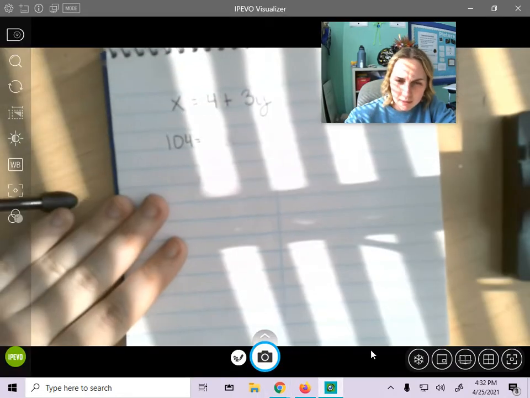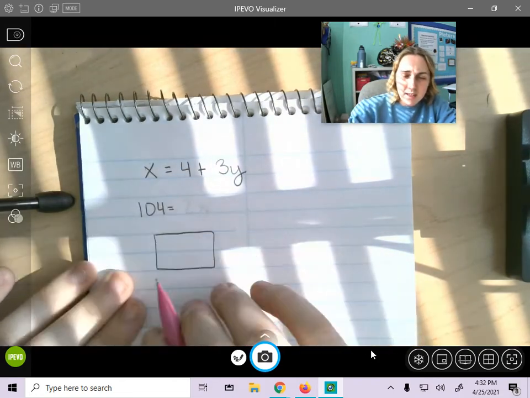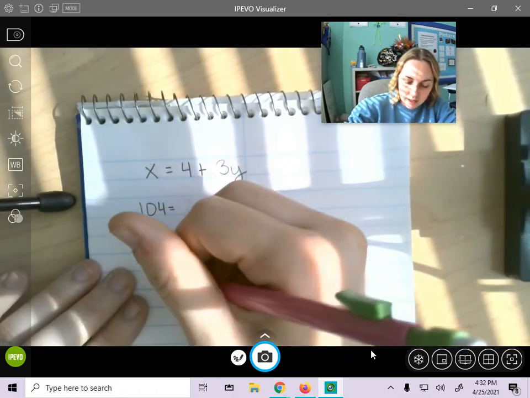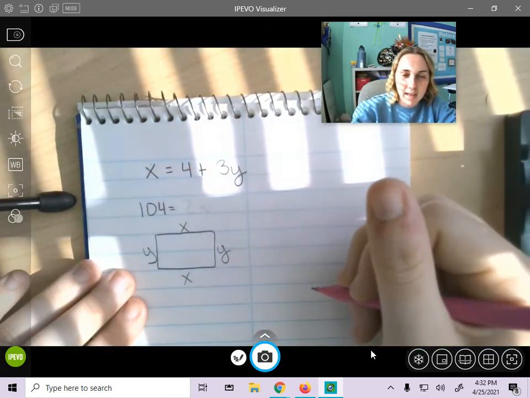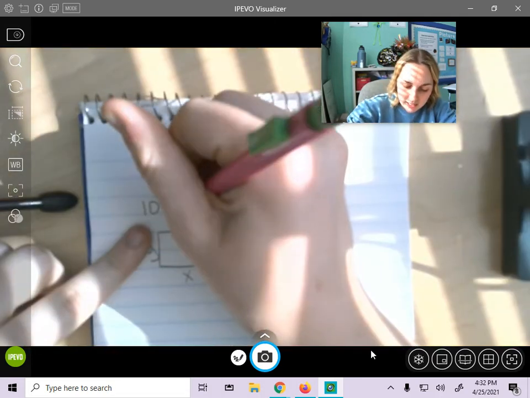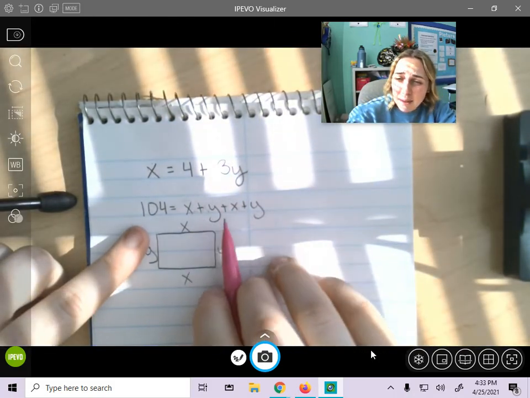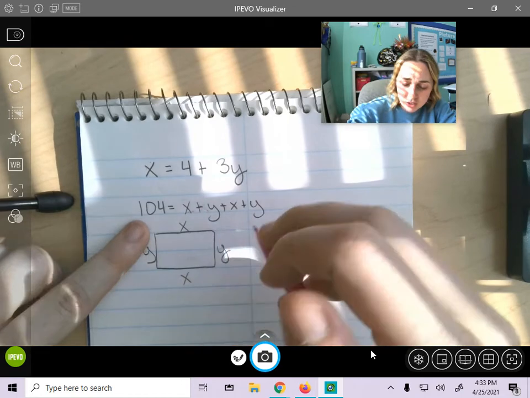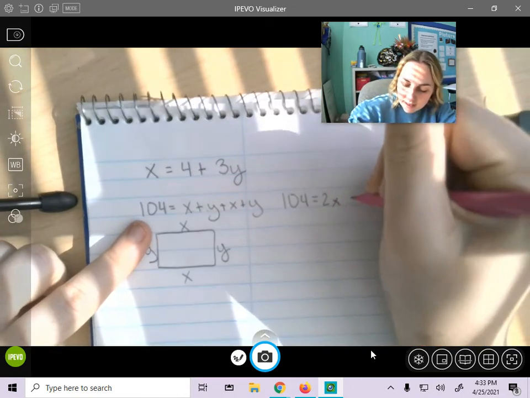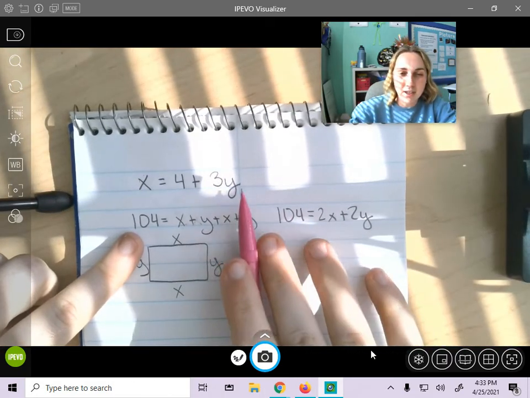Whenever you're solving for the perimeter of a rectangle, so I'm going to put a rectangle right here. If you needed to find the perimeter of it, you would do length plus width plus length plus width, okay? So we're looking for the perimeter, not the area, so I need to add up all of the sides. So what I need to put is x plus y plus x plus y. Again, I can combine these like terms, so my equation is going to be 104 is equal to x plus x is going to give me 2x. 1y plus 1y is going to give me 2y. So I have my 2 equations.